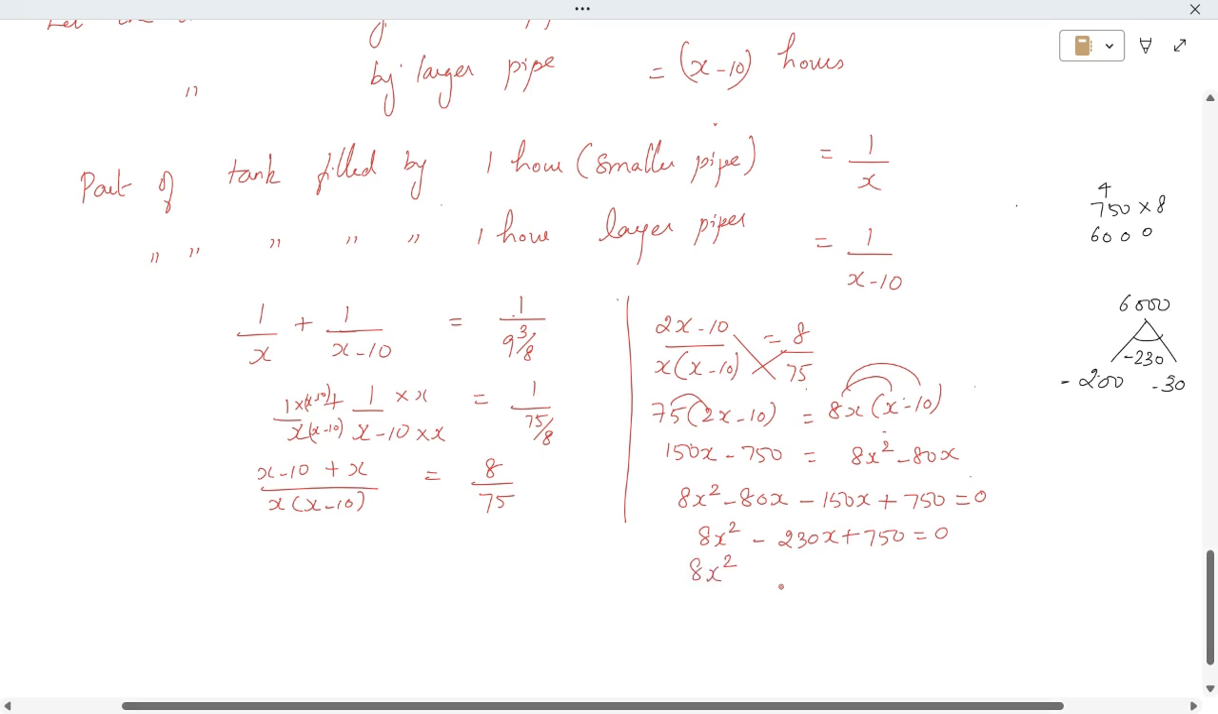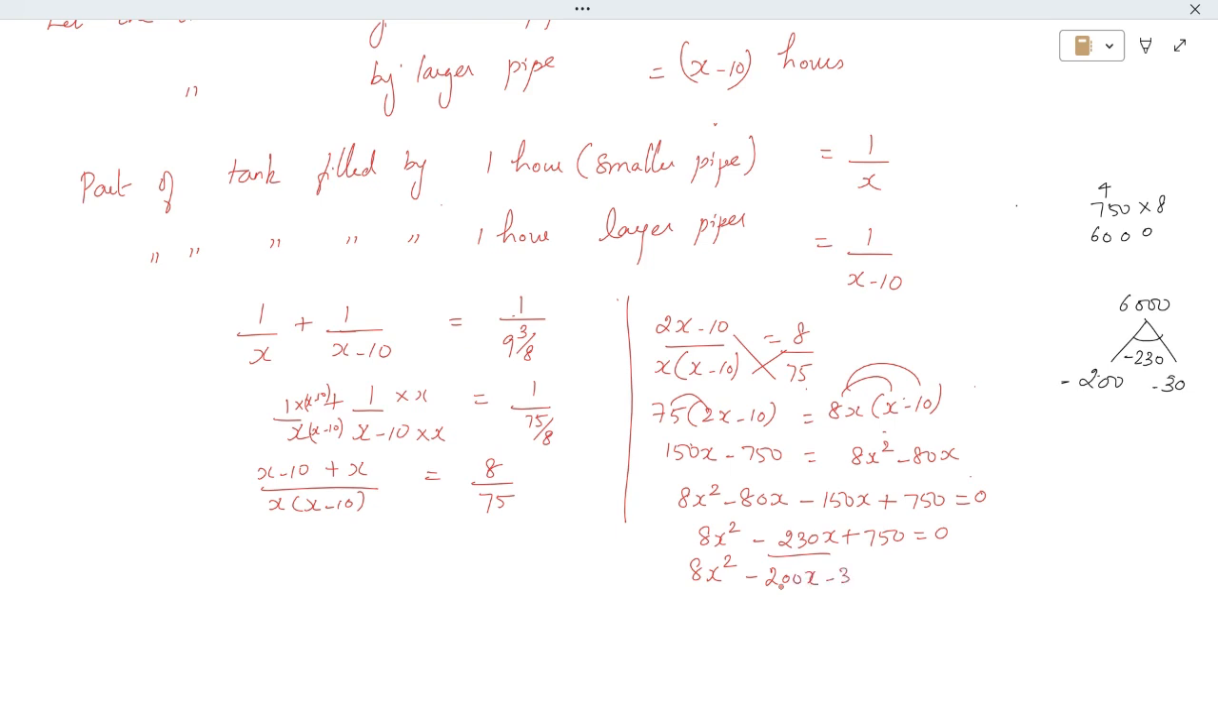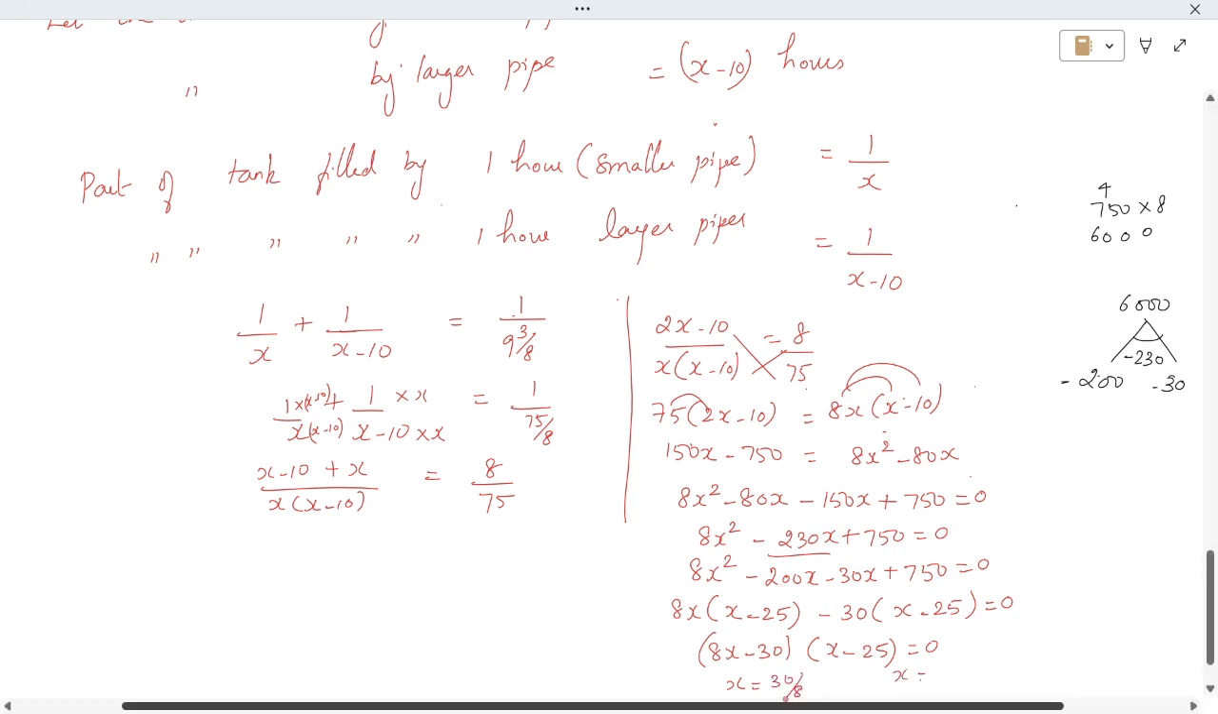So 8x square minus 230x is split as minus 200x minus 30x plus 750 is equal to 0. Now take 8x commonly outside, so you will get x minus 25, times 8 will be 200, isn't it? And here if I take minus 30 commonly outside, you will get x minus 25. Okay, so it will be (8x minus 30)(x minus 25) is equal to 0. So x can be 30 by 8 if you equate to 0, and x equal to 25.